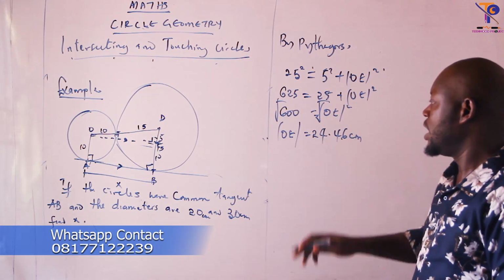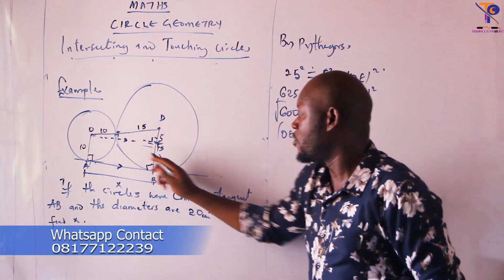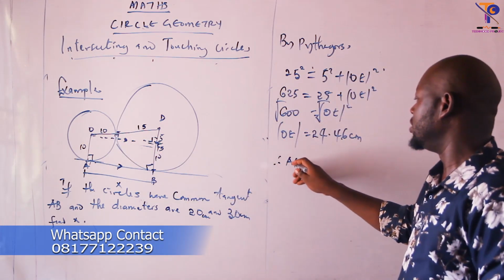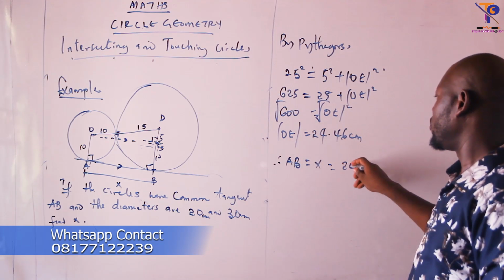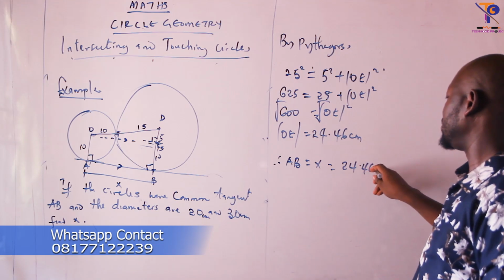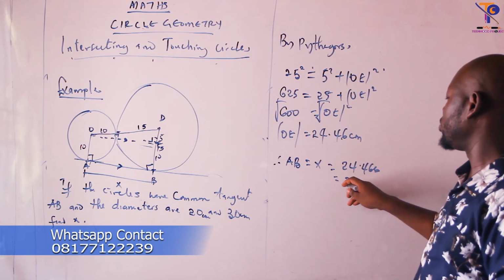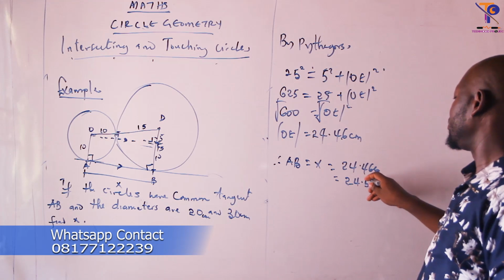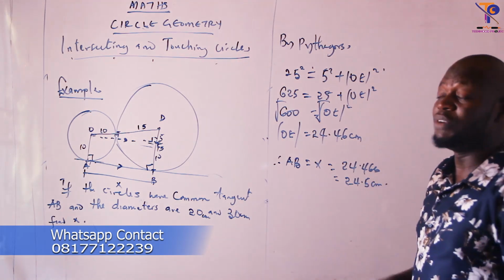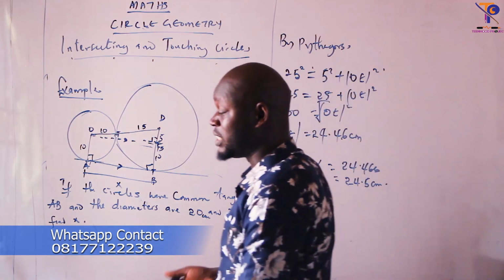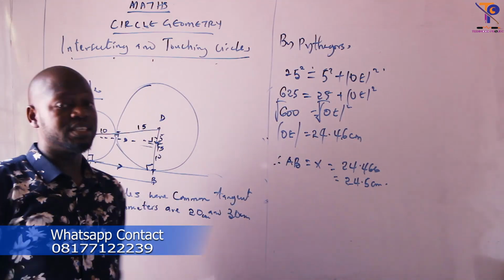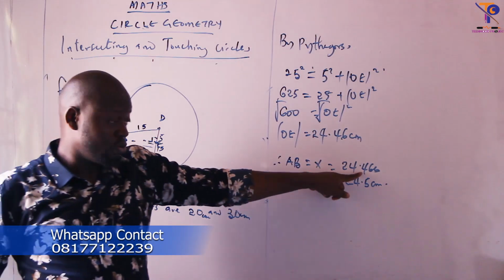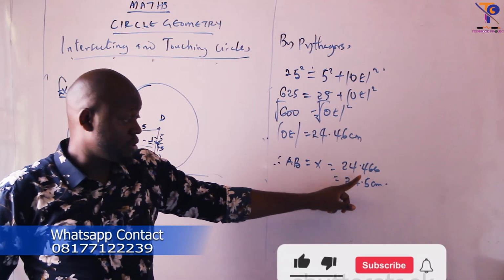So from here, definitely AB, which is our x, is equal to 24.46 centimeters. So we have 24.5 centimeters. Even if you convert this to a whole number, it's still 24, it's not 25. So we cannot say we have 25 as an answer.